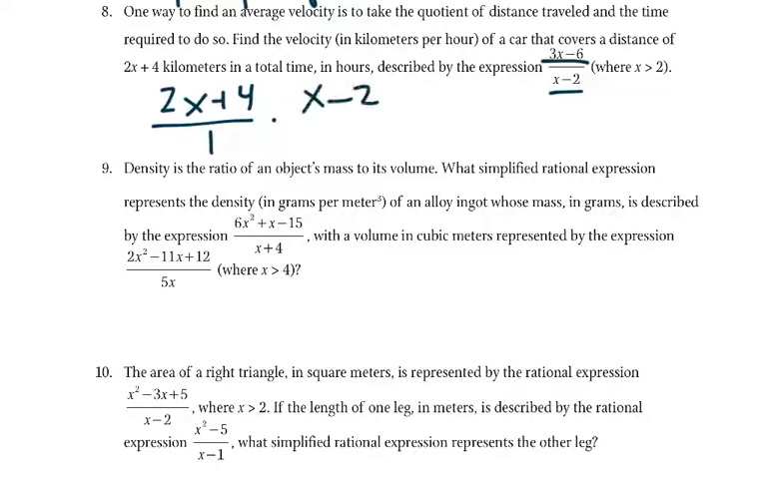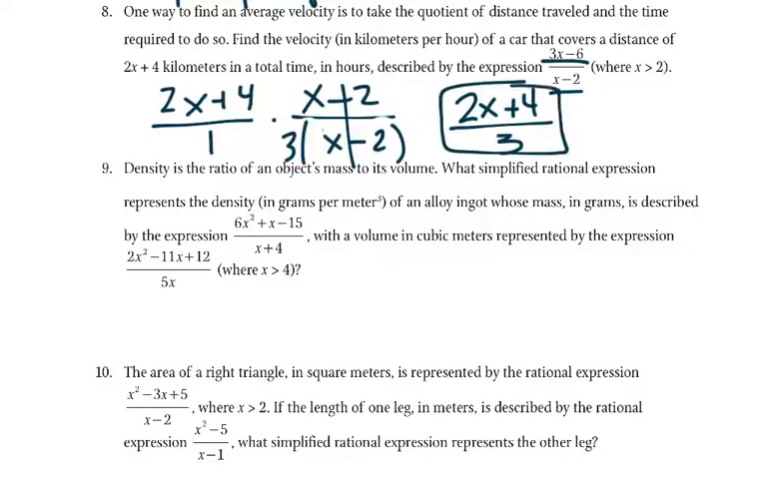So x minus 2 would go up here, 3x minus 6, which I should notice I can pull a 3 out of those. So I'd be left with x minus 2. So those would actually cancel. So I'd end up with 2x plus 4 over 3. And that's my answer.